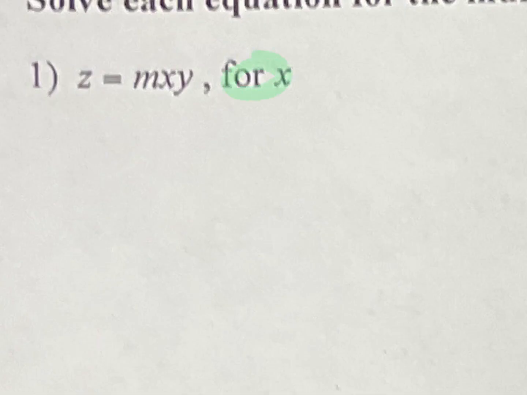I'm trying to get the X by itself. What is sitting over there with the X that needs to disappear? An M and a Y. M, X, Y, all sitting next to each other. Does that mean add, subtract, multiply, or divide? Multiply. How do you cancel out multiplication? Division. So y'all, you can divide by more than one thing at once, okay? You have to divide by M, and you have to divide by Y. You have to divide by them both to get rid of them both.